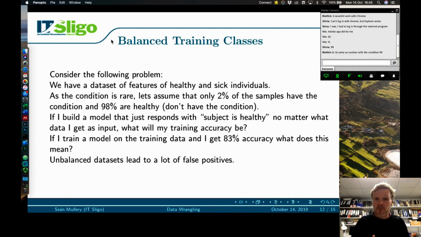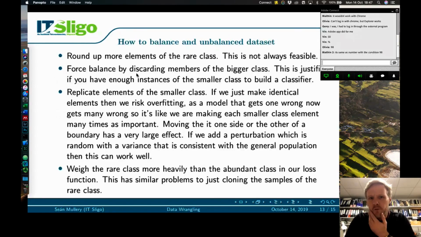Our main thing from our point of view is that if we're training something with unbalanced classes, we have a problem to deal with, because it's going to lead to a lot of false results. So if we want to balance an unbalanced data set, how do we go about it? We round up more elements of the rare class, if we can do it. And I mentioned that this is something that Tesla does.